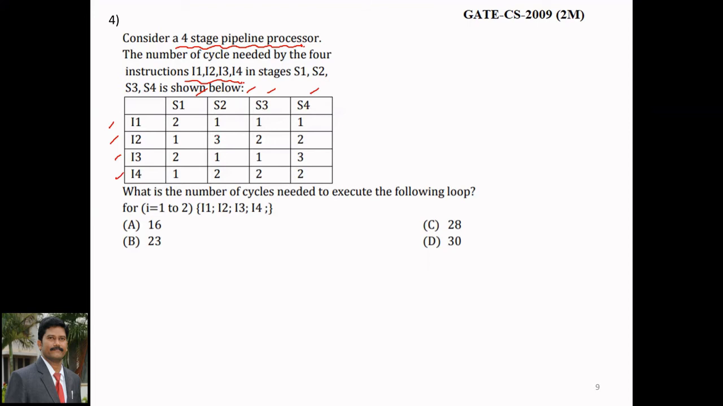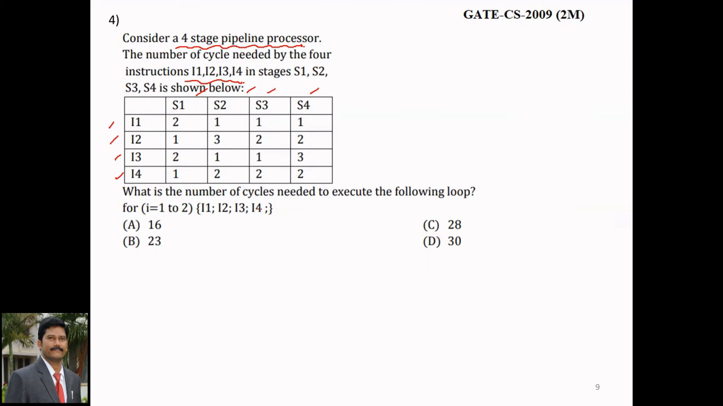In the table given, for the S1 stage, I1 will take 2 clock cycles and the remaining take 1 clock cycle. For I2, S1 will take 1 clock cycle, and the remaining take 3, 2, 2 clock cycles. For I3, S1 takes 2 clock cycles, then 1, 1, and the S4 stage will take 3 clock cycles. Like that some information is given.